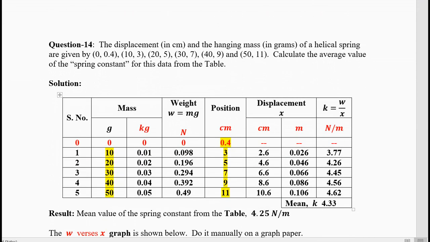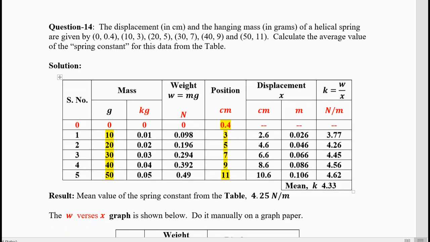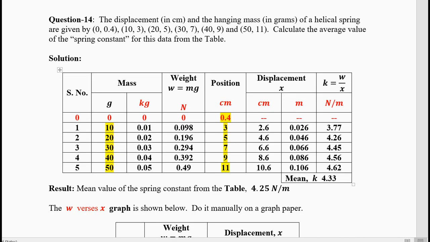Now question number 14 is exactly like question number 13, but the data is different. Again we'll first write the hanging mass, then write the displacement. The order is important, and now I'll do this problem a little bit fast. Now you make a small table. Please make a table to do this question. You'll have 15-20 minutes in the exam to do this question. 0, 0 is your first point.